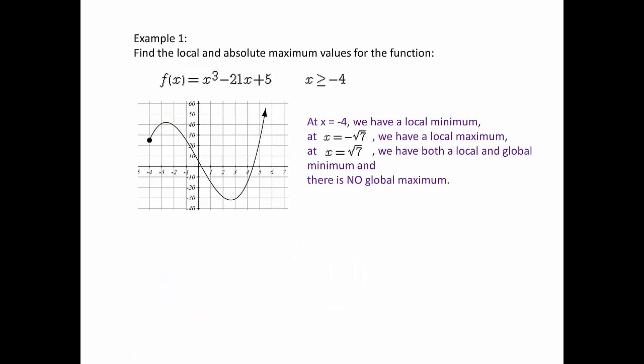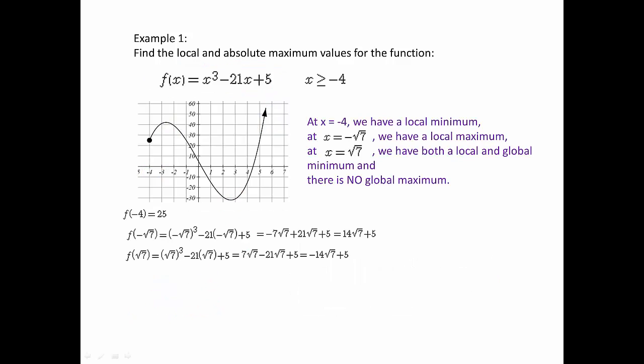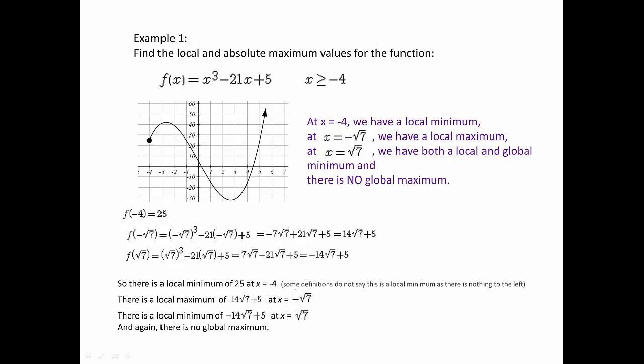So just restating that, we need to figure out what those minimums and maximums are. So I went ahead and plugged in the 3 critical numbers we have. We got some lovely numbers there. And so at this point right here, we know you have a minimum of 25. When you plug in negative 4, you get 25 at x equals negative 4. And there's a local maximum at x equals negative square root of 7. And what is it? When you plug in negative square root of 7, you get this lovely number. And similarly, you do the square root of 7. And again, there's no global maximum.